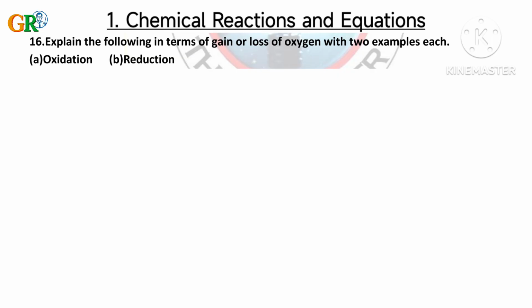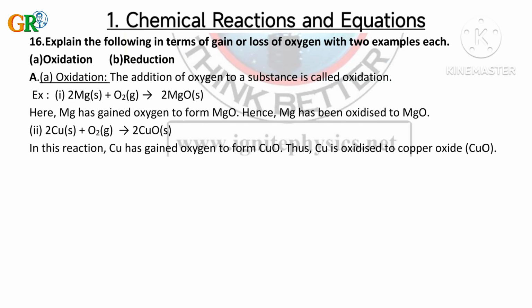Now let us see 16th question. Explain the following in terms of gain or loss of oxygen with two examples each. A. Oxidation. B. Reduction. Oxidation. The addition of oxygen to a substance is called oxidation. For example, magnesium reacts with oxygen to give magnesium oxide, and copper reacts with oxygen and gives copper oxide.